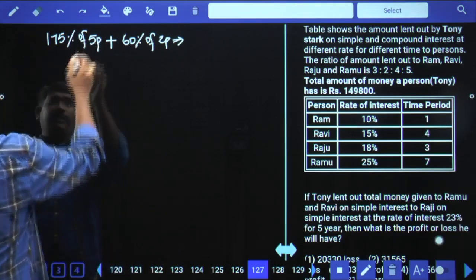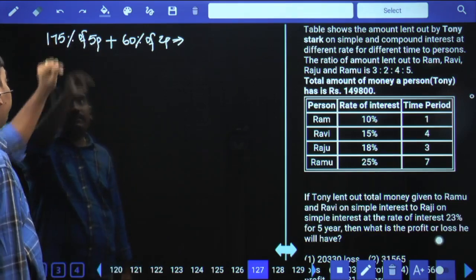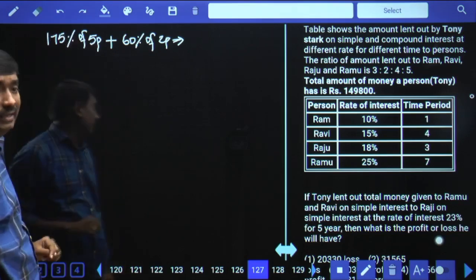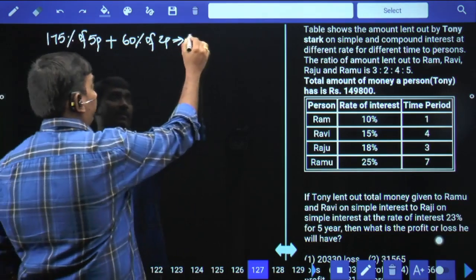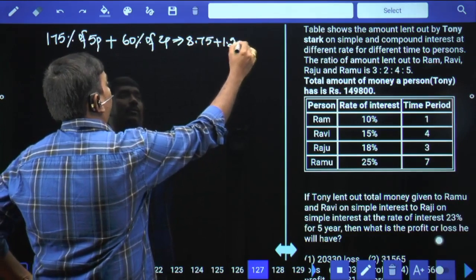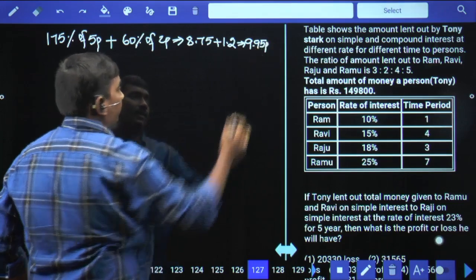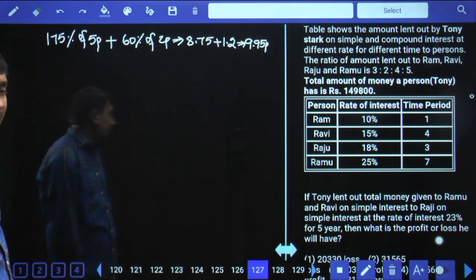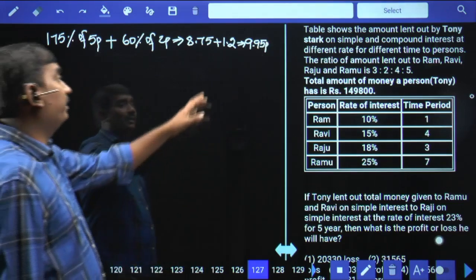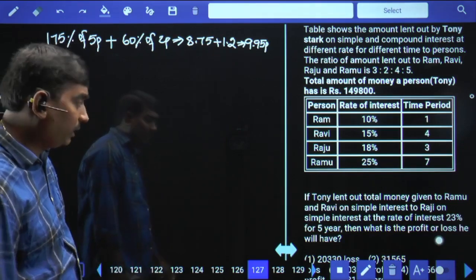So 175% of 5 parts: 500 plus 350 is 850, plus 25 is 875, which means 8.75, plus 1.2. The total 9.95 parts is the interest obtained from Ramu and Ravi on simple interest.